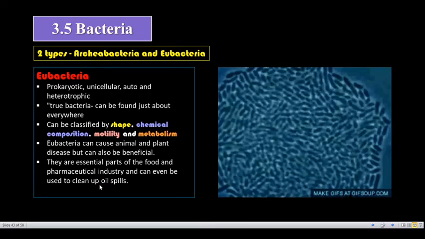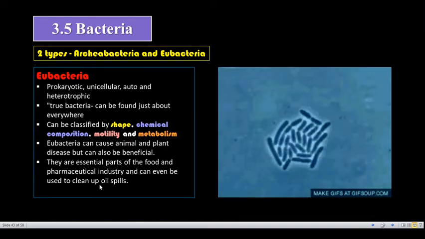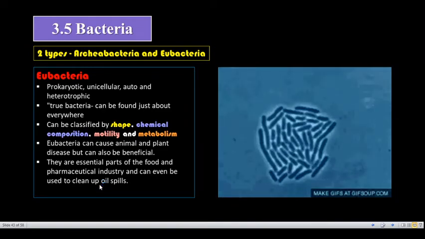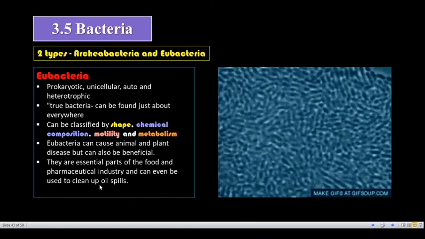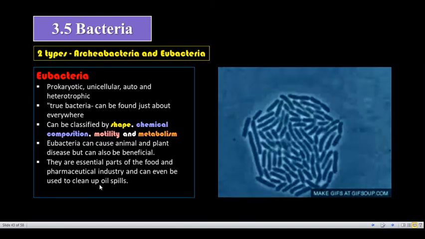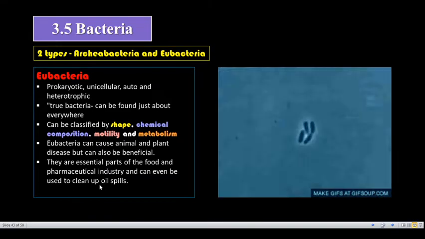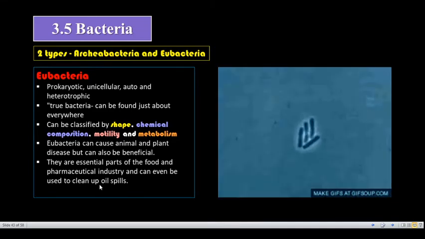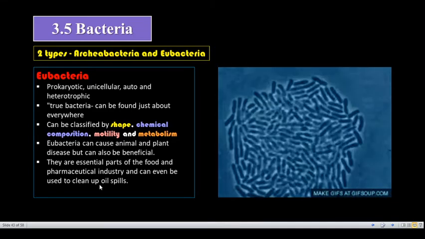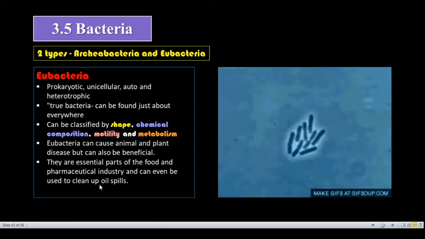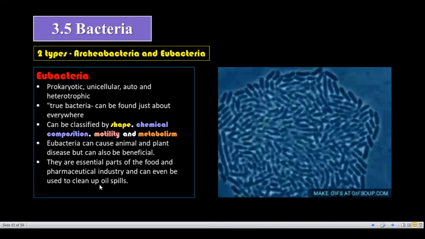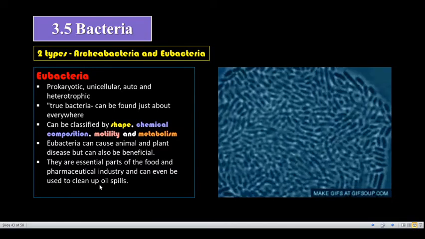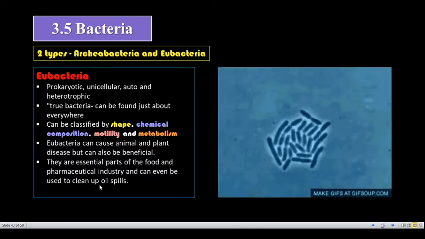Kasi class, meron tayong mga naturally, you call them as naturally occurring hydrocarbon degrading bacteria. Meaning, they play an important role in breaking down oil spill. Okay? So, ano yung mga example natin ng mga hydrocarbon degrading bacteria that you can find in the ocean? Number one is your Alcanivorax. And number two, you have your Marinobacter. So, those are the two types of bacteria that can help clean up oil spill.